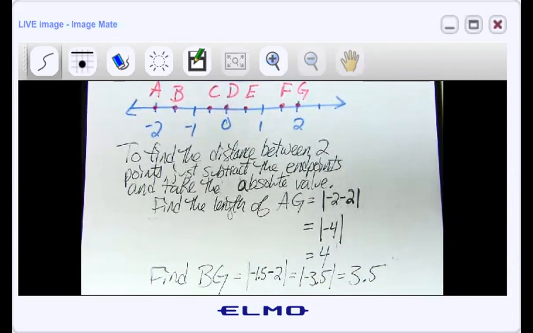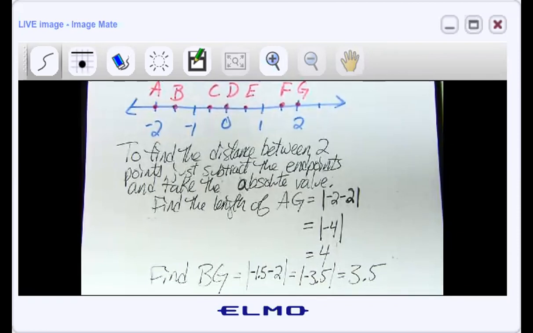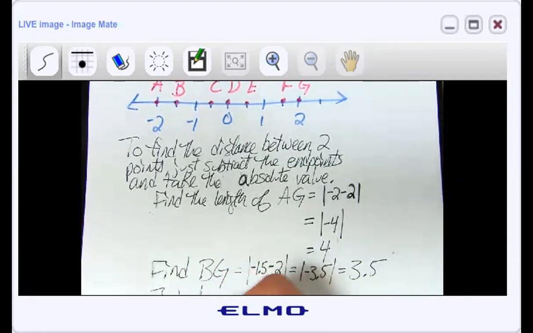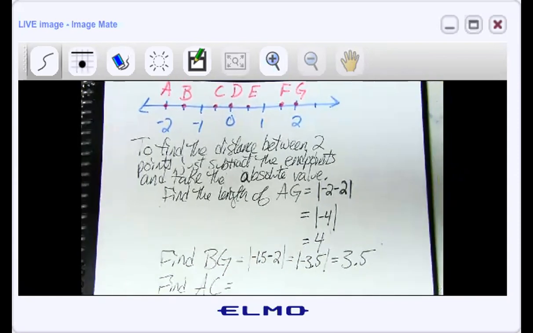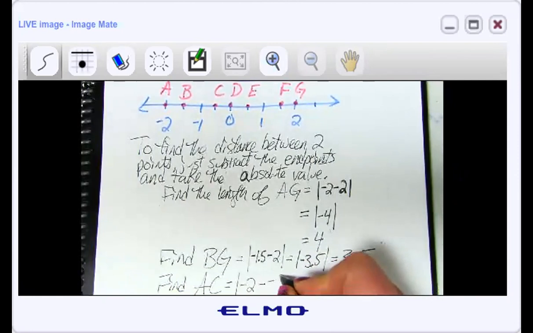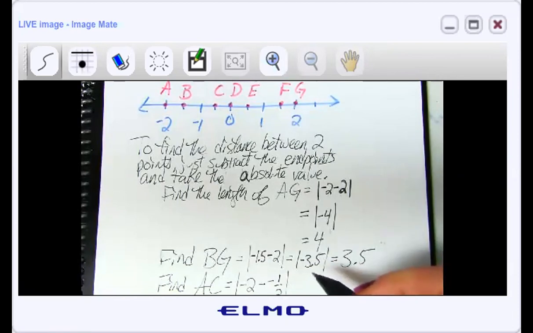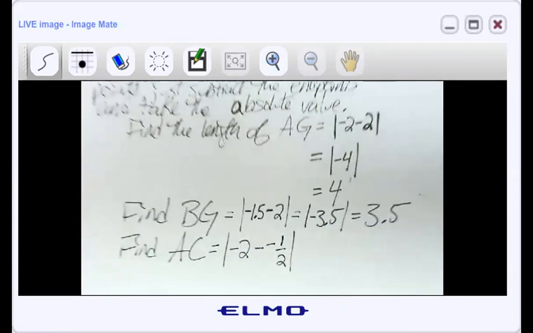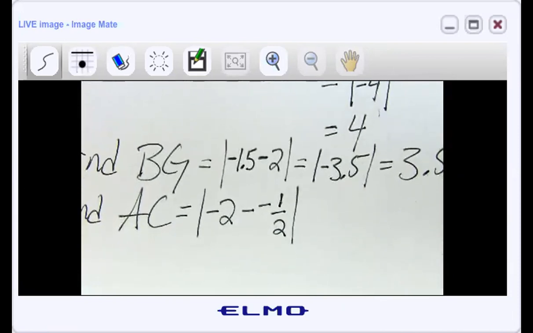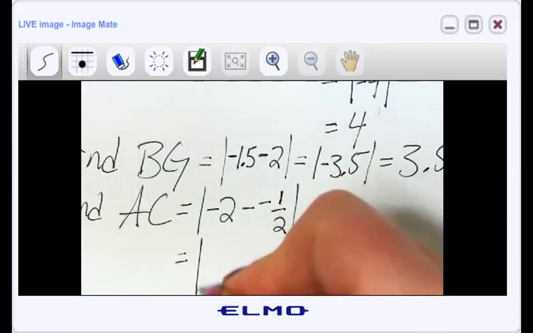That's great. Now I'm going to try and trick you. You ready? What if I wanted to find, let's do AC. You would set it up as negative 2 minus negative 1/2, which would just be minus 1/2. And then when you put that together, you get negative 2.5, and the absolute value of negative 2.5 is 2.5. So you're right this far, and then you had an error in there. It becomes a positive, so the answer is 1.5.